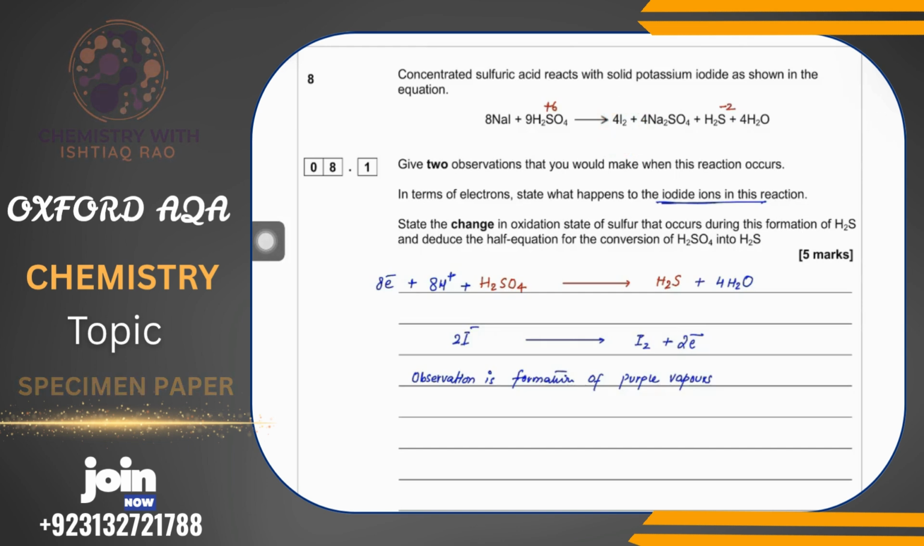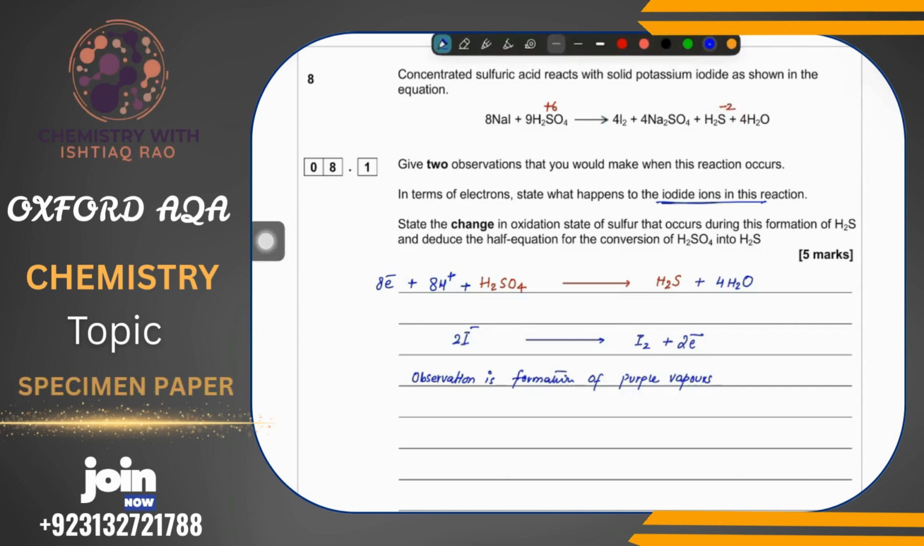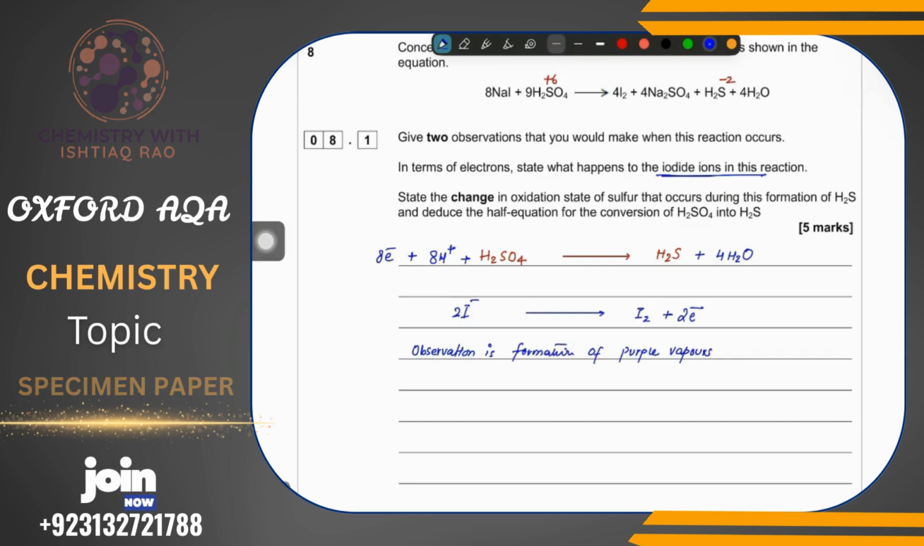Then what should be the second observation? I think due to sulfate, this SO4, there could be a white precipitate also. Purple vapors and white precipitate. And what again? It's a rotten egg smell, due to the formation of H2S.